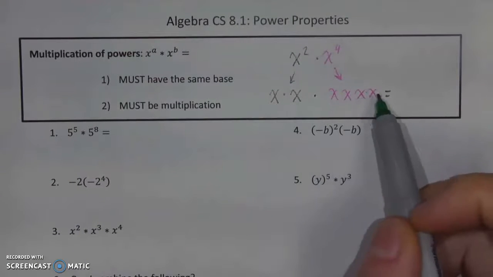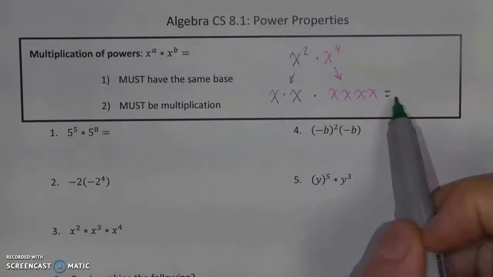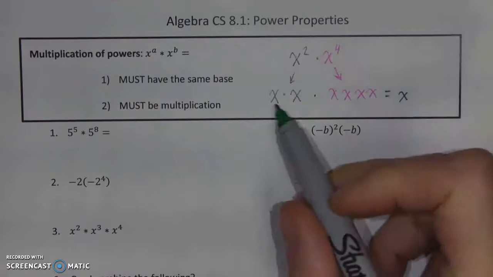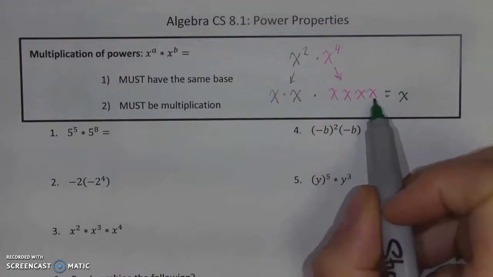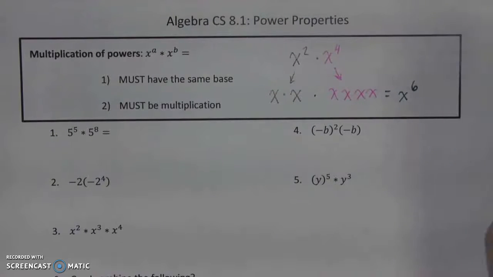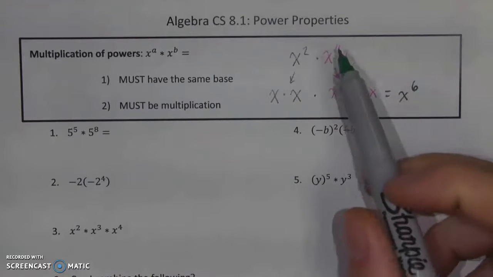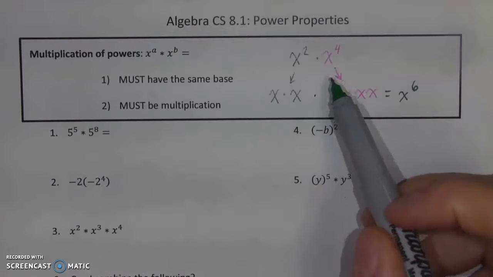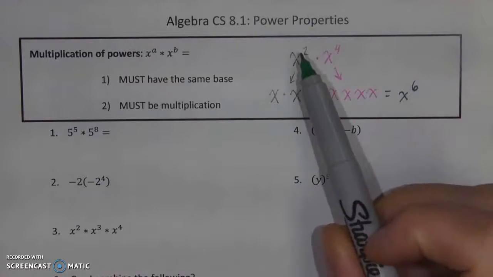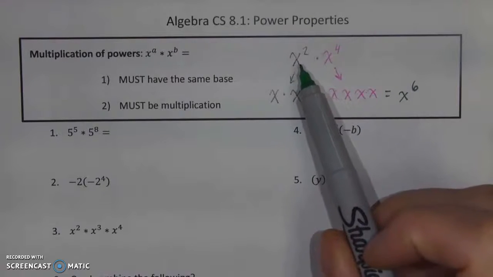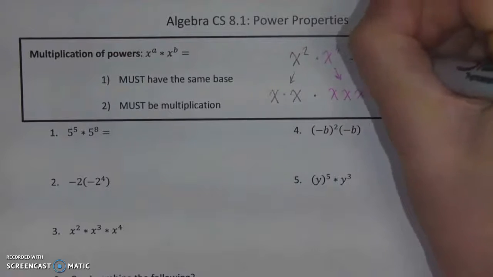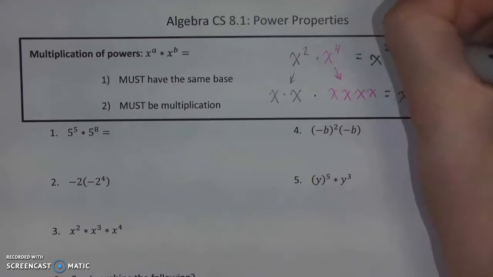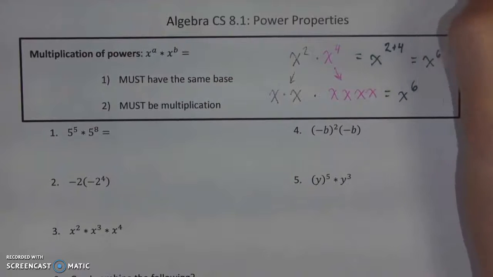What I have is all multiplication of the same number, and that number is x. And I know that if I have multiplication of the same number, I can write it as a power. So I have 1, 2, 3, 4, 5, 6 x's. So I could just say take x, multiply it by itself 6 times. Now I don't want to have to rewrite this every time, so let's look at the pattern here. What I've essentially done is I've taken x to the 2 plus 4. I've added the powers to get my final answer of x to the 6.